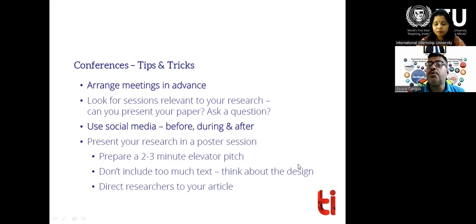We should not include too much text, this is another important thing. That's why we are emphasizing the graphical abstract. So we are not in a position to include too much text in our presentation. Rather, we design and present it in such a way that your audience can get a visualization, a feel of your project, of your research work. So you should also direct your readers to your article. That means we have to make our presentation catchy enough to attract the audience.